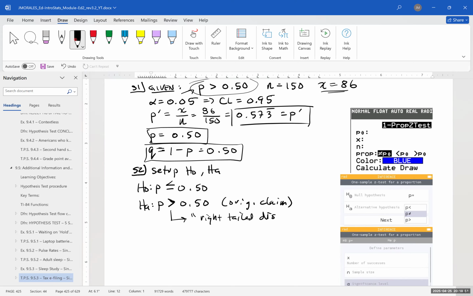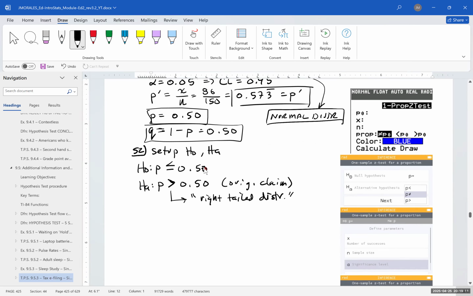right-tailed distribution. And I also forgot to point out that because we're dealing with proportions, this is implying that we're going to be using a normal distribution. And we're going to be using normal distribution functions around that. Okay, so I think we've gotten all that we're going to get from step two.